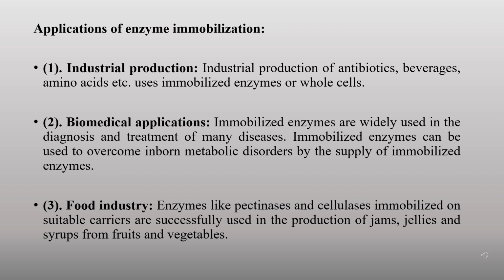Food industry. Enzymes like pectinases and cellulases immobilized on suitable carriers are successfully used in the production of jam, jellies, and syrups from fruits and vegetables.